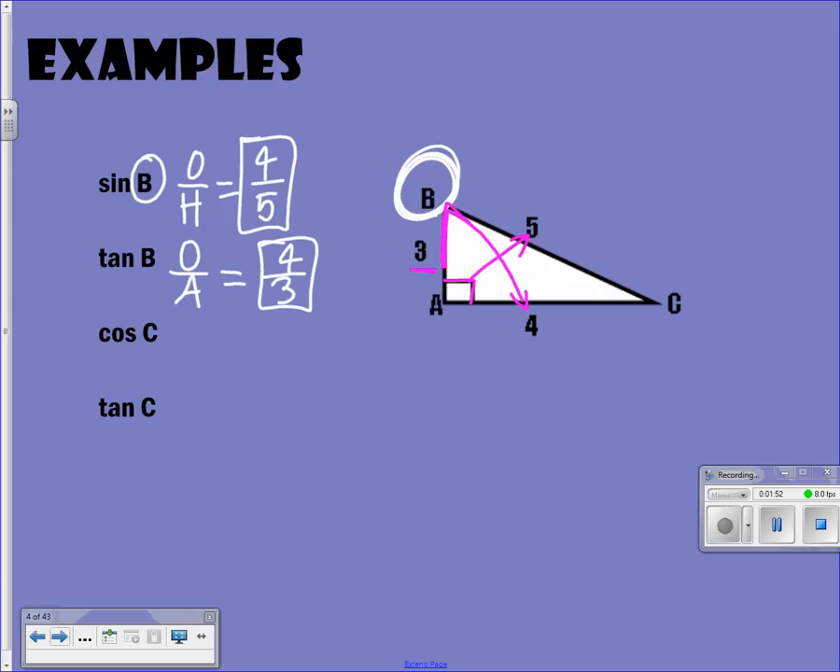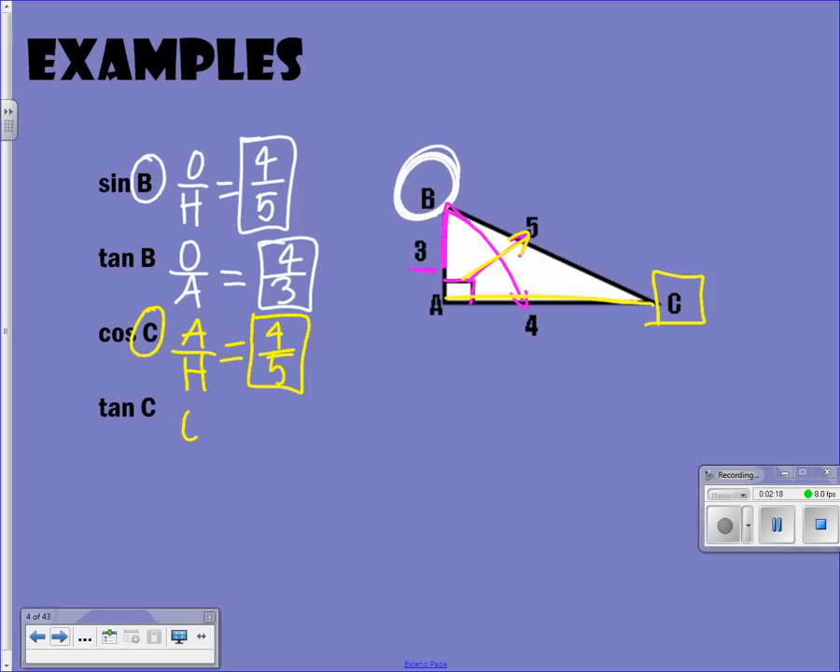Example C says the cosine of C. This time I'm going to look at angle C first. So here I'm starting over here, which changes things. Cosine is CAH, which is adjacent over hypotenuse. So adjacent is the attached leg, so this time that is my 4. The hypotenuse always stays as my 5 because that is across from the 90. So my cosine of C is 4 over 5.